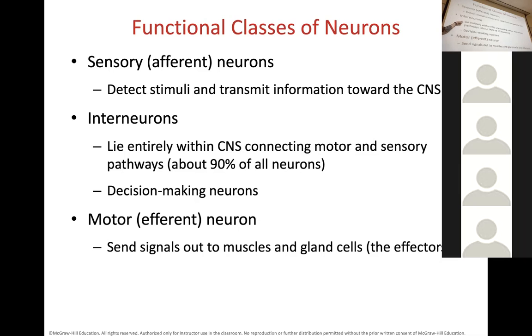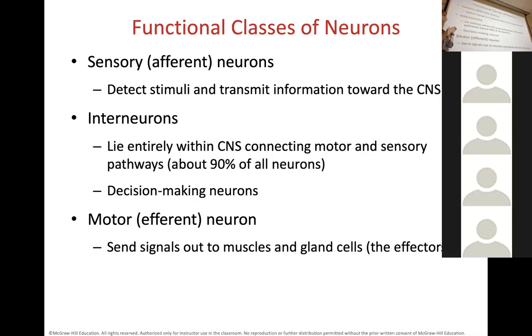That information gets sent to what are called interneurons. These are all within the central nervous system. So the sensory neurons are in the peripheral nervous system, right? That's all the nerves outside of the central nervous system. That information gets sent to the central nervous system, specifically to what we call interneurons. Those are the decision-making neurons. So your central nervous system is what's making all the decisions.